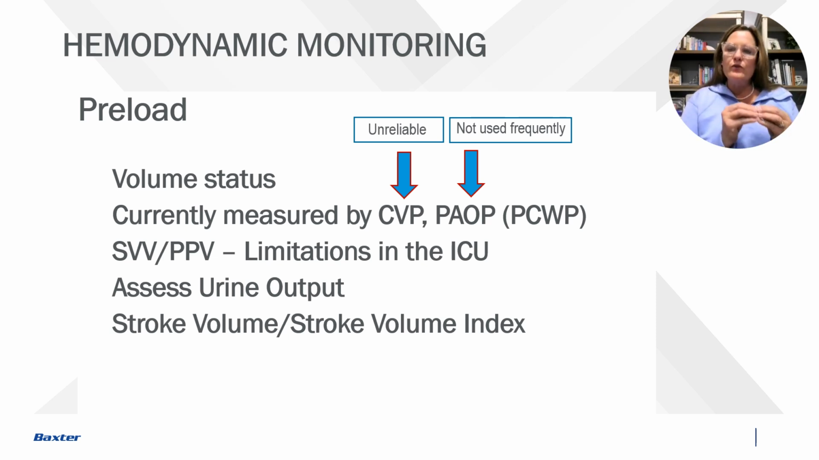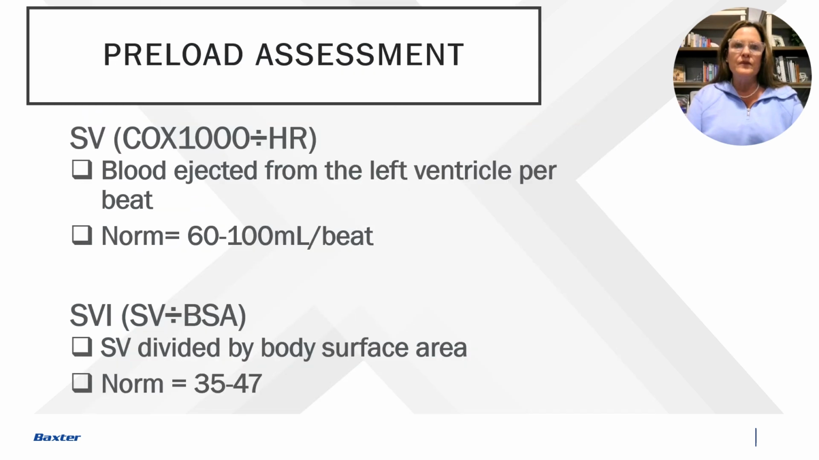So something that's very reliable is stroke volume and stroke volume index. Just like we talked about with the perfusion levers, looking at stroke volume and stroke volume index can be very, very helpful. Now, when we look at this preload assessment, we're looking at stroke volume. Like I mentioned, blood is ejected from that left ventricle per beat. That is what stroke volume is. And normal is, let's say it together, 60 to 100 mils per beat. And then you have your stroke volume index: stroke volume divided by body surface area. A normal is 35 to 37.